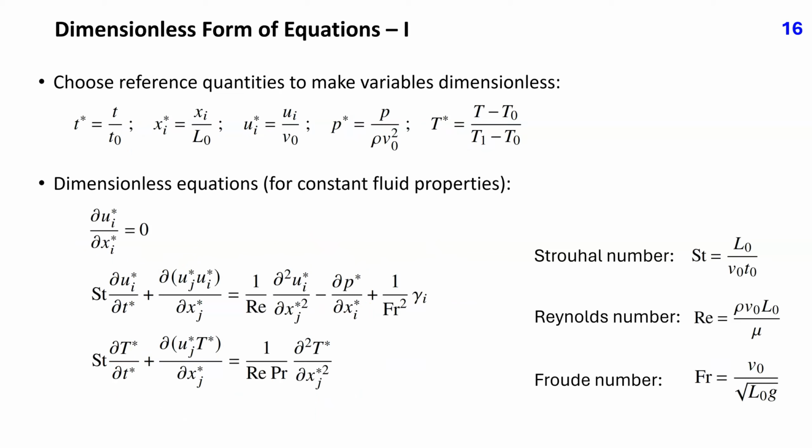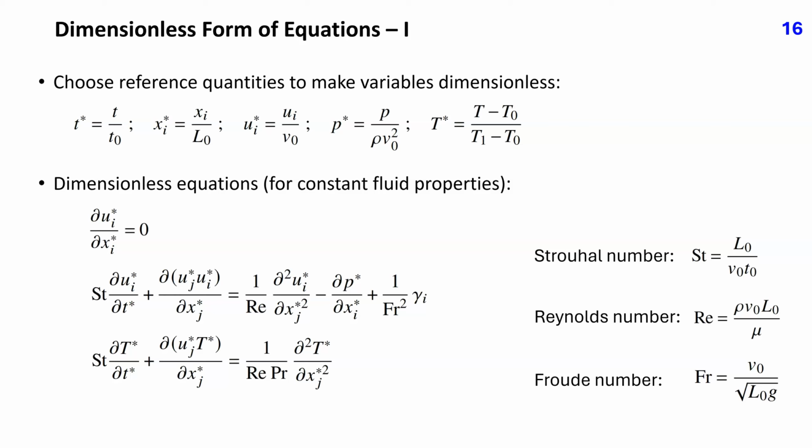To this end, one needs to select the reference quantities by which time, length, velocity, pressure, and temperature are to be normalized to become dimensionless. Thus, one has to select the time scale t0, length scale L0, velocity scale V0, and temperature scale T1 minus T0. In simple flows, it may be obvious which quantities should be used for normalization.